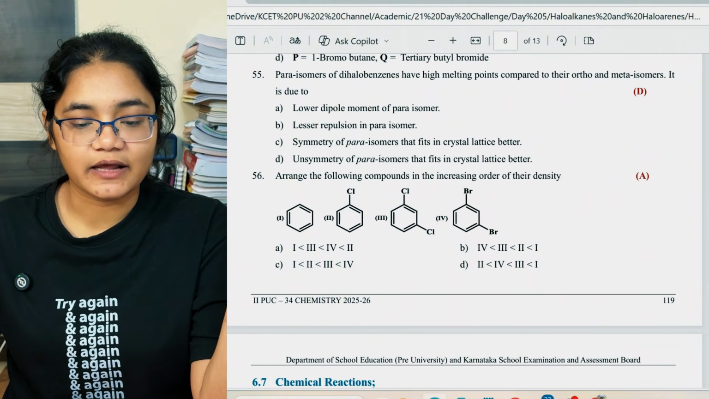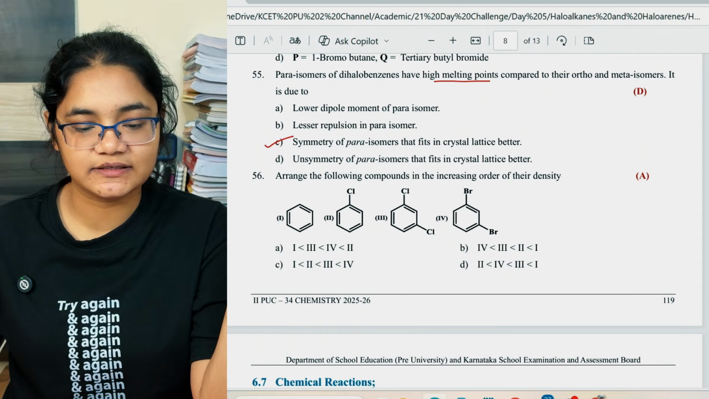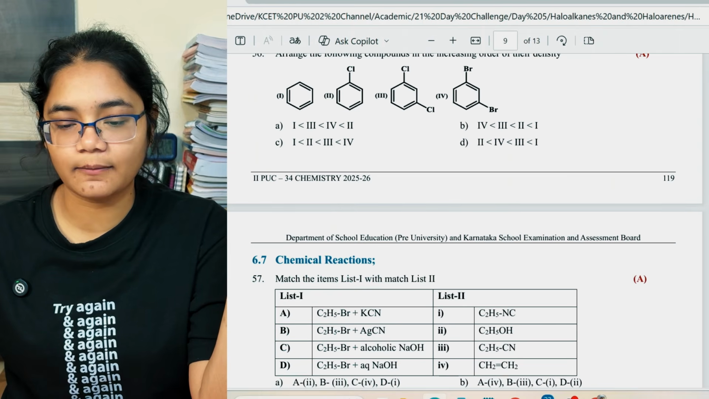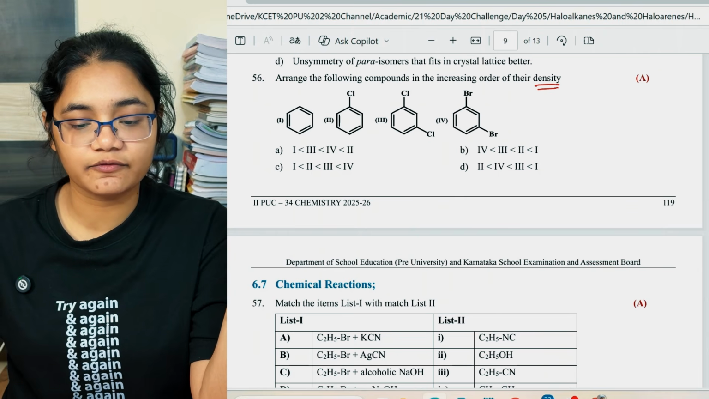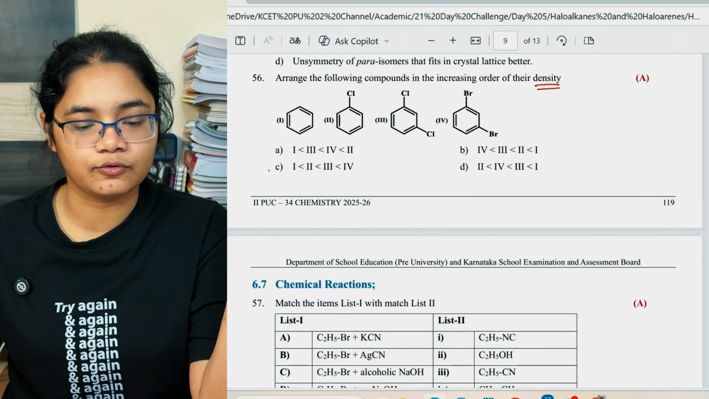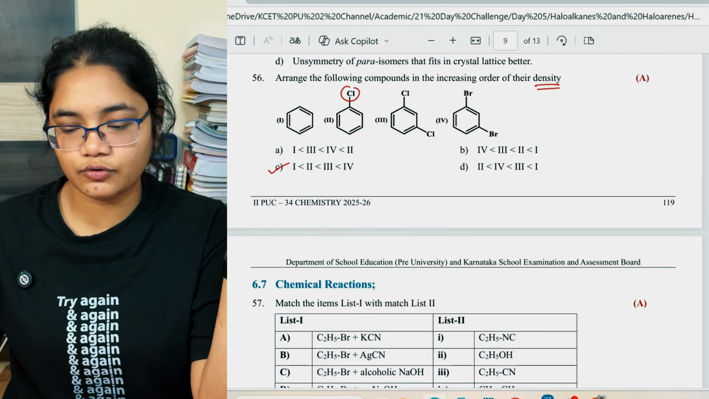Next, para isomers of dihalobenzene have higher melting points. That is because of symmetry. So option number C here. Arrange the following compounds in the increasing order of their density. So higher mass here, so 4, then 1, 2, 3, 4. You can see here 1 chlorine, then 2 chlorine, and then 2 bromine.